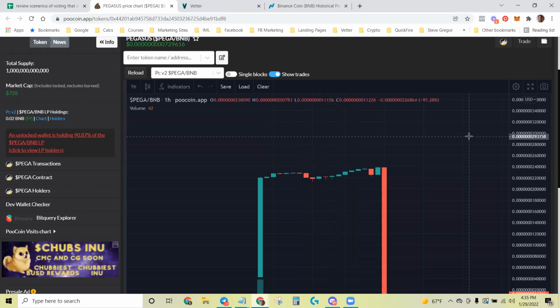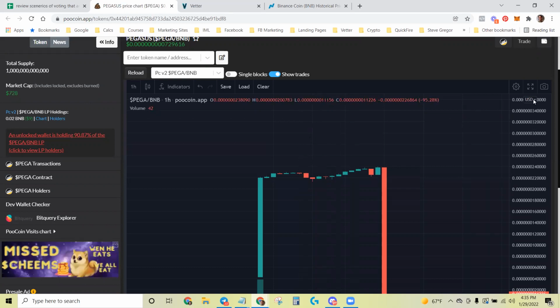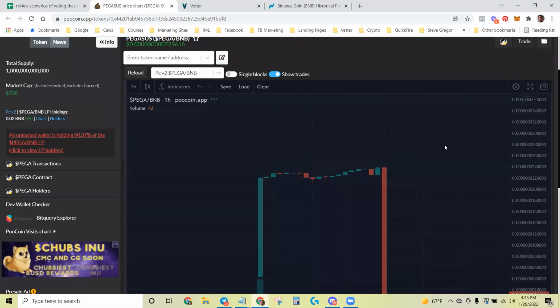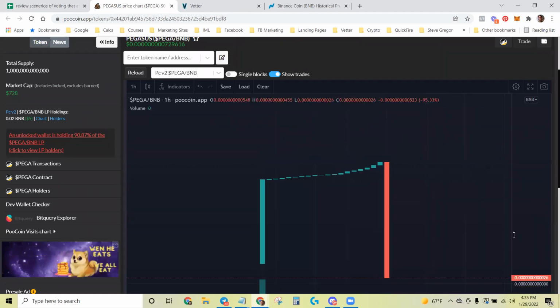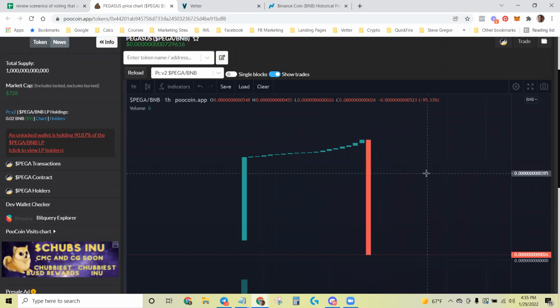So on the upper right of your chart, click on USD and change that to BNB, and we may see it's all up and to the right. Nobody sold. Yeah, so that's a honeypot. Correct. Okay, it's definitely a honeypot. Honeypot alert. So rug pull button.